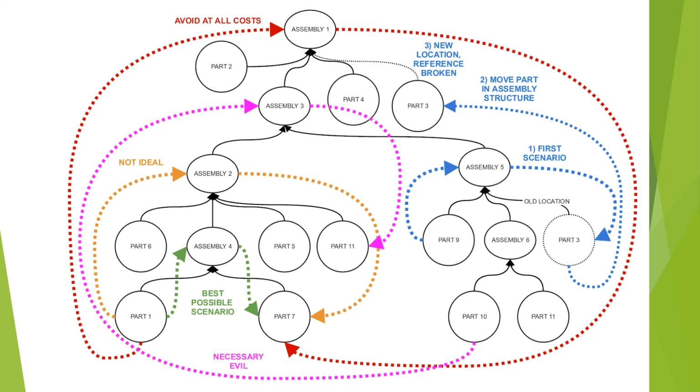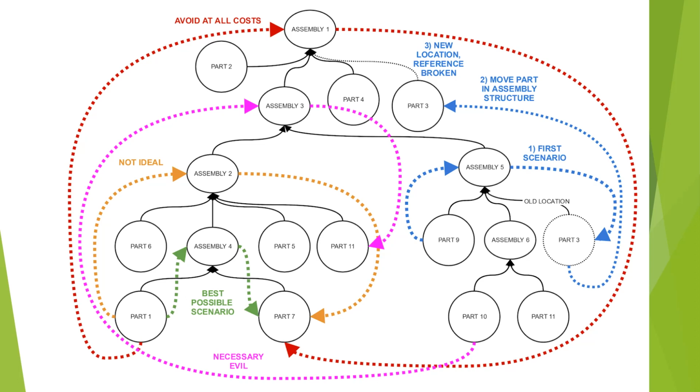Notice that the green, the orange, and the red, all those colors are hard to see on here, but the green, the orange, and the red all come from part 1 and point to part 7. The only difference is what assemblies they loop through. Right? That's what I mean by the lowest assembly possible. You need to make sure your reference loops through the lowest assembly possible.